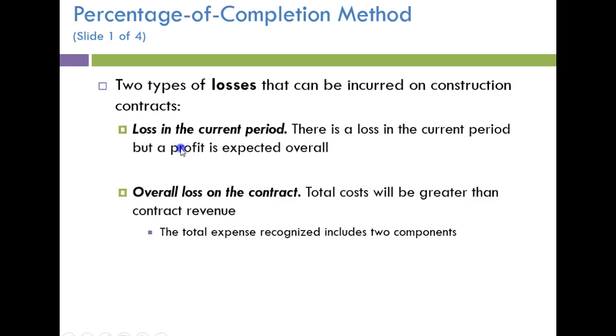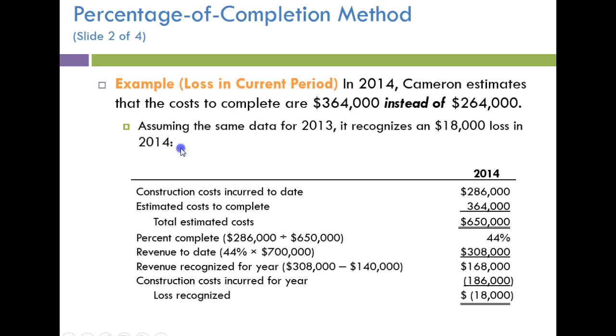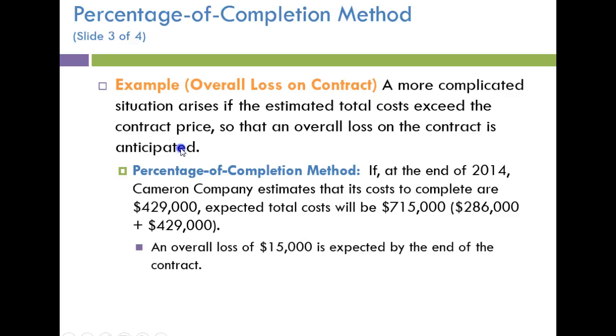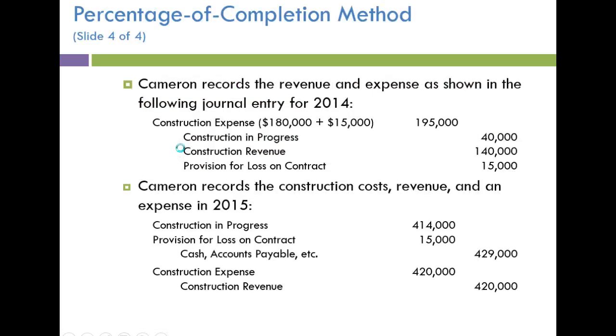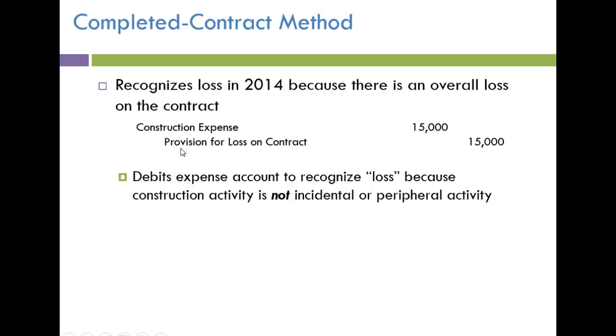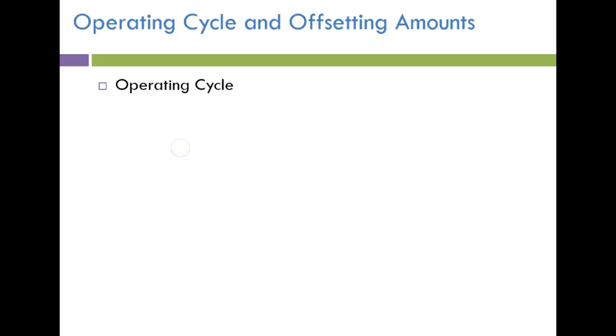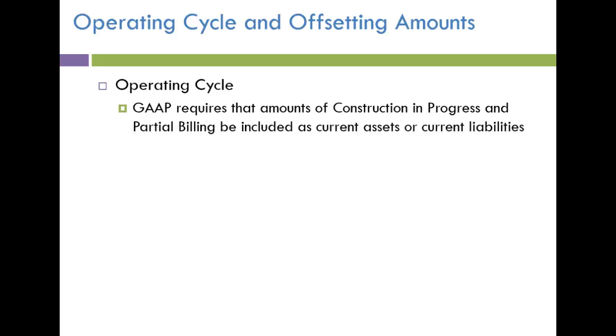And take a look at the installment method. Don't worry about the completed contract method apart from knowing when you recognize revenue. When do you recognize revenue on a completed contract method? When it's done.